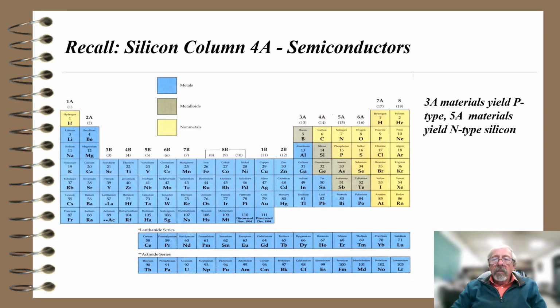And again, when we dope silicon, pure silicon is very much an insulator. When we dope pure silicon with either 3A or 5A, we create semiconductors.